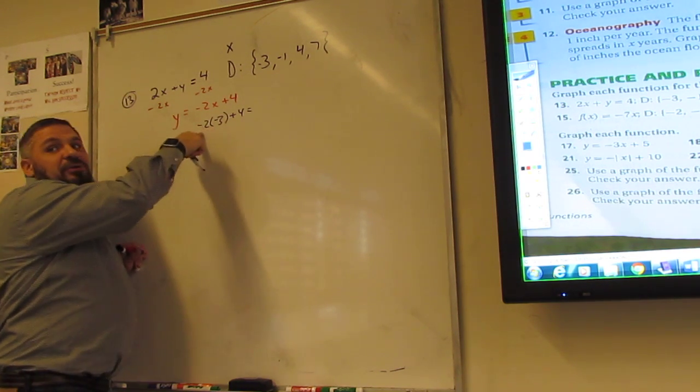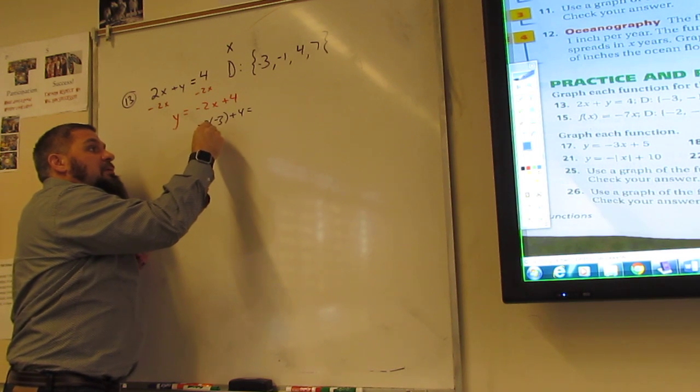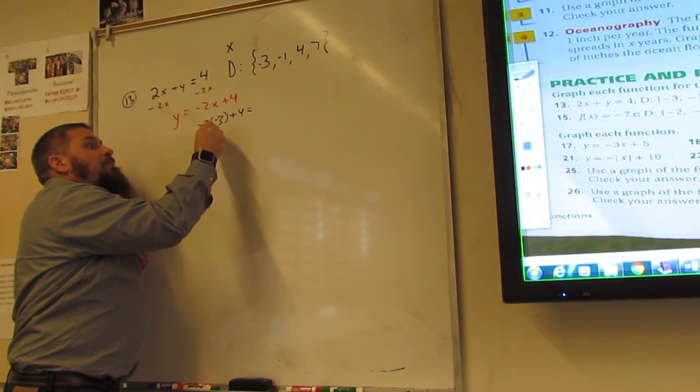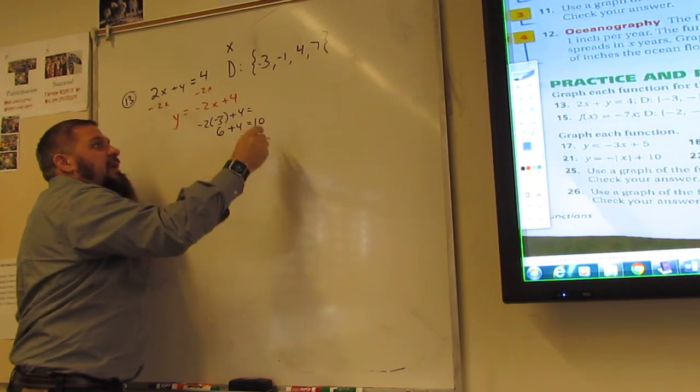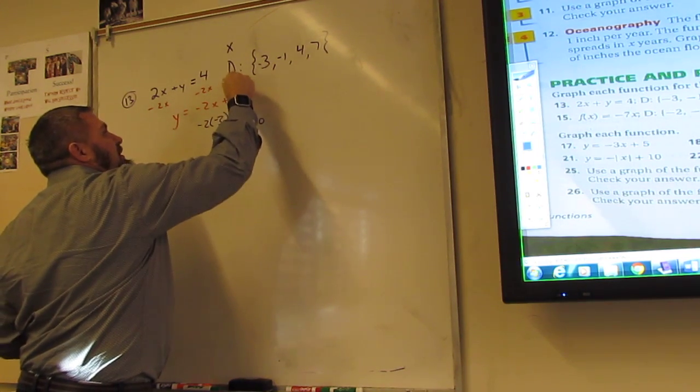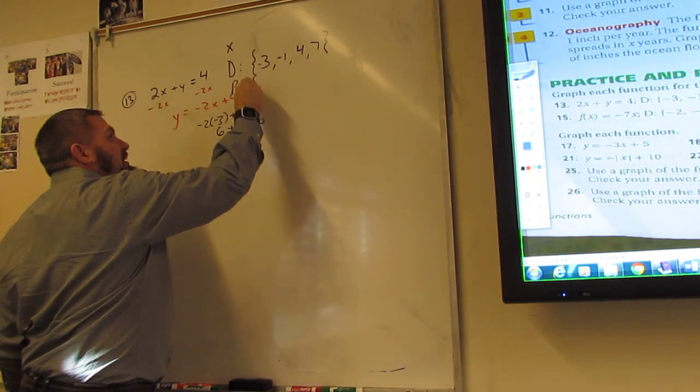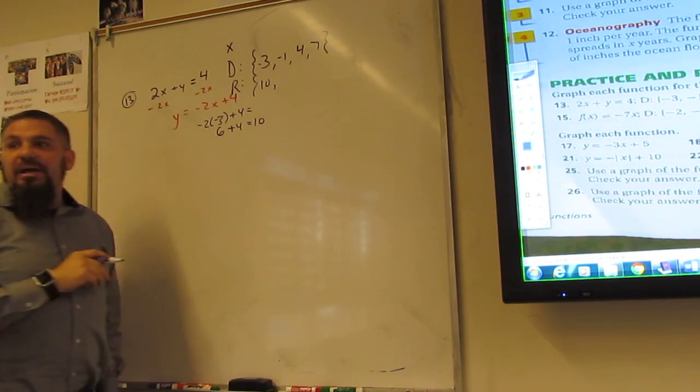What is negative 2 times negative 3? Positive 6. Positive 6 plus 4. 10. So the range, right? The range is going to be 10 for that one, right?